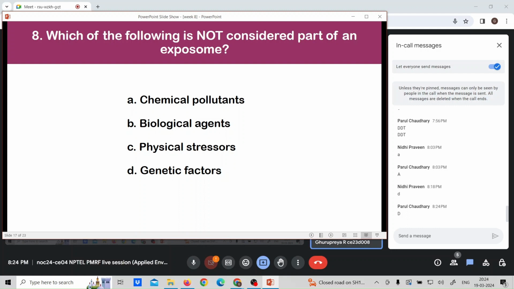Yeah, you've answered it right. Genetic factors is not a part of exposome. What is an exposome?